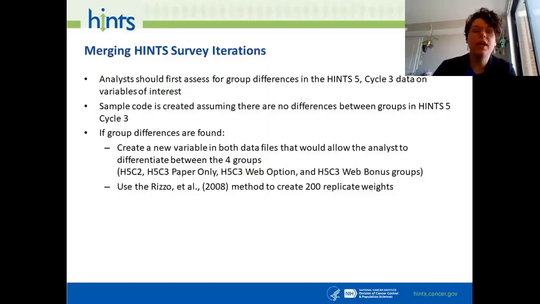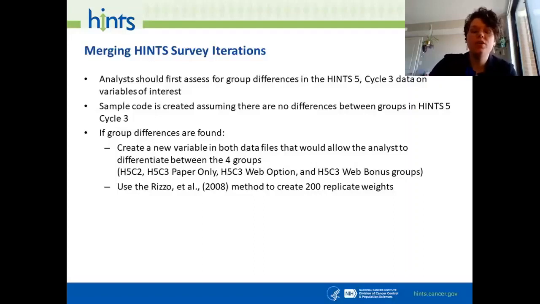First, you would need to create a new variable in both data files that would allow the analyst to differentiate between the 4 different groups. This would be your H5C2. Today I'm going to be discussing combining HINTS 5 cycle 2 with HINTS 5 cycle 3. Then you would need to be able to differentiate between your 3 experimental groups: HINTS 5 cycle 3 paper only, HINTS 5 cycle 3 web option, and HINTS 5 cycle 3 web bonus groups.